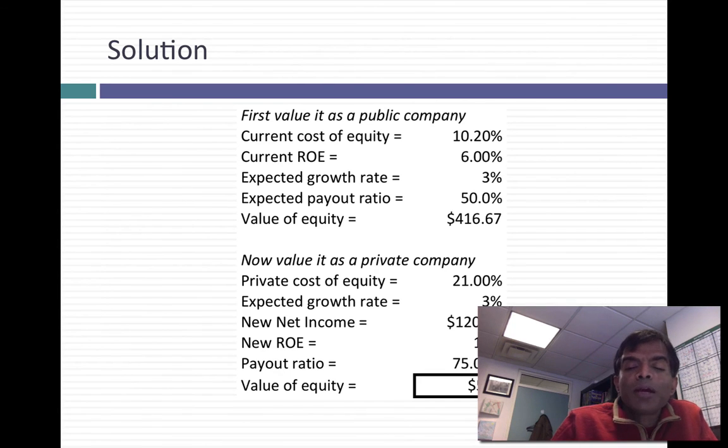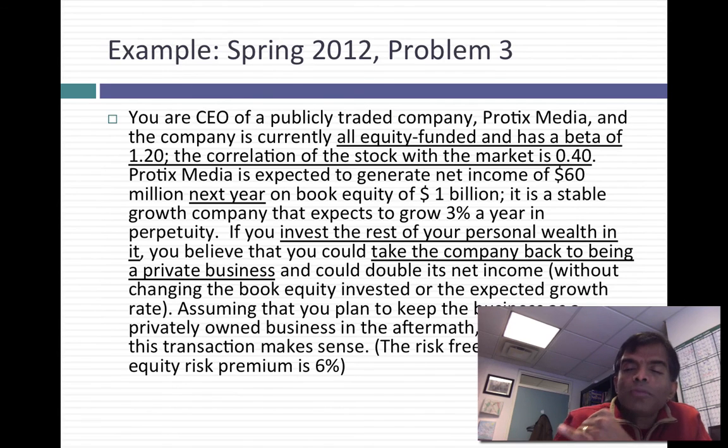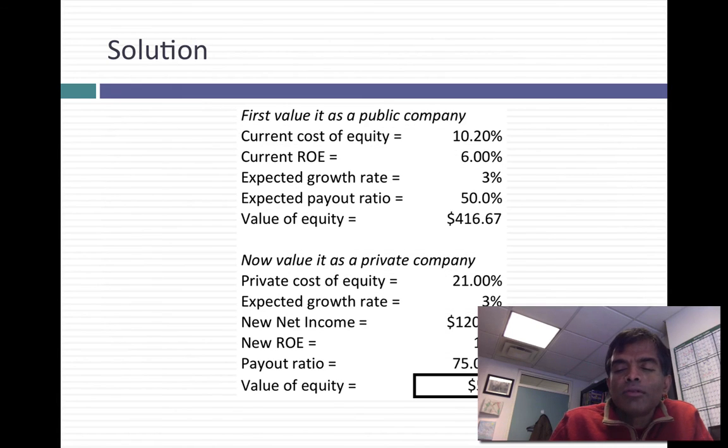Here's what's going to happen when I become a private business. First, I'm completely undiversified, right? So if you go back to the previous page, the market beta is 1.2 or the correlation is 0.40. So the total beta is going to be 3. With a risk-free rate of 3% and a risk premium of 6%, that's going to give you a cost of equity of 21%, much higher cost of equity.